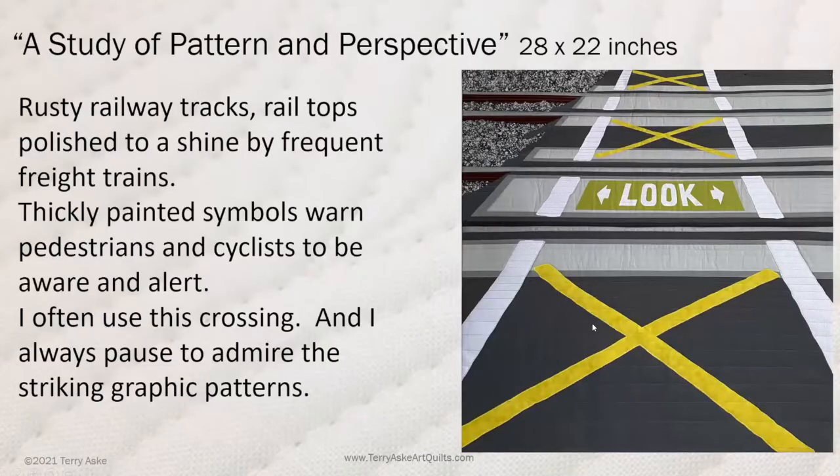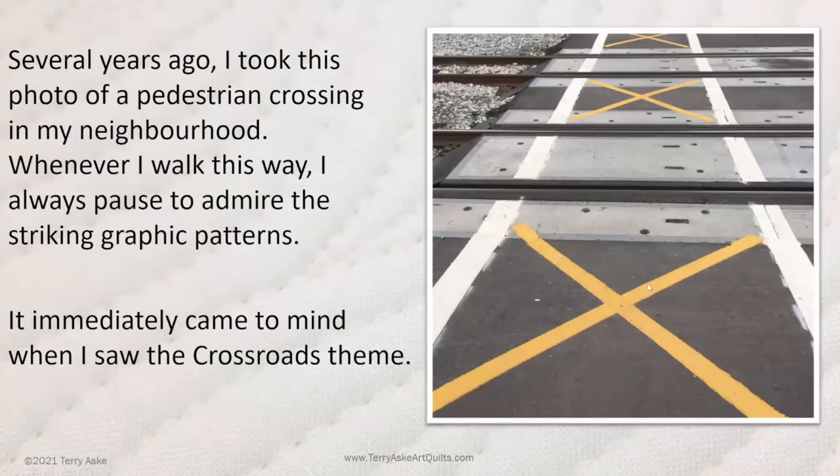And this is my third piece. So this is my artist statement: rusty railway tracks, rail tops polished to a shine by frequent freight trains, thickly painted symbols warn pedestrians and cyclists to be aware and alert. I often walk across this crossing, and I always pause to admire the striking graphic patterns. So I had taken this photo quite a few years ago and been waiting for a reason to use it to create an art quilt. So it immediately came to mind when I saw the Crossroads theme.